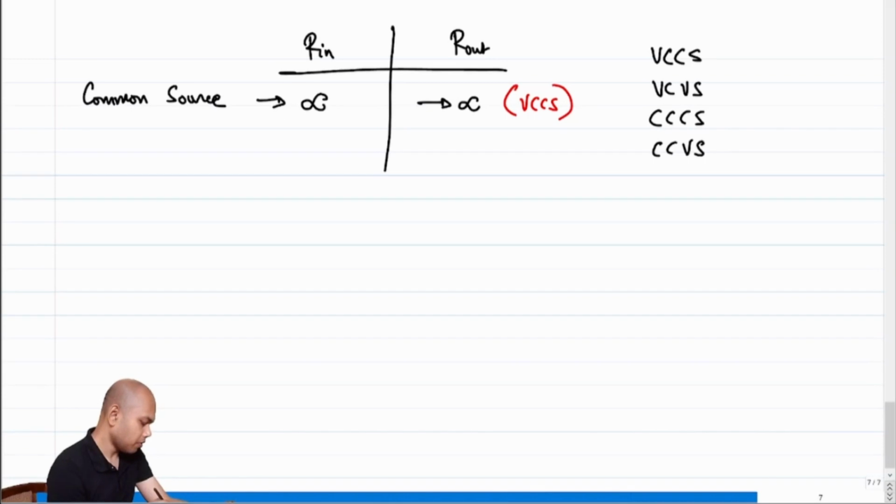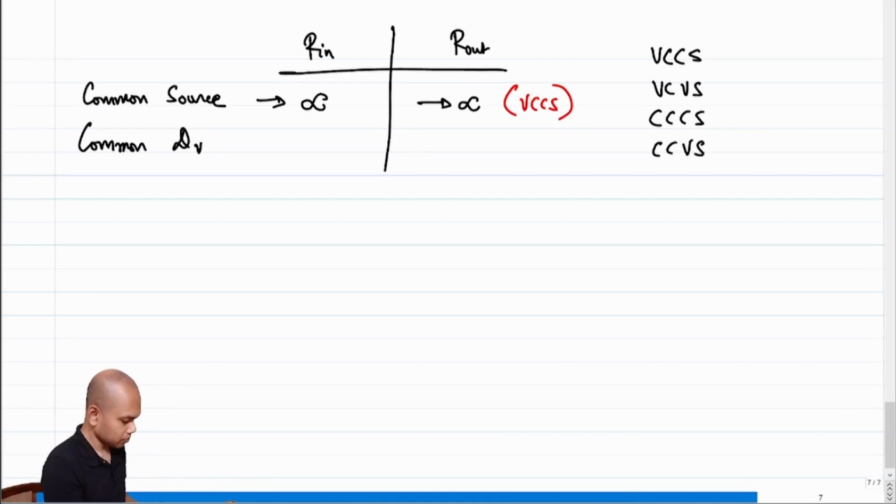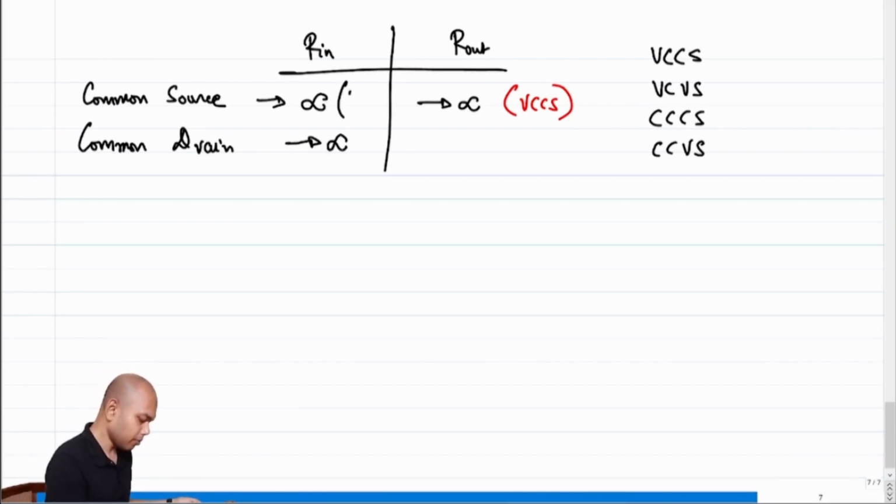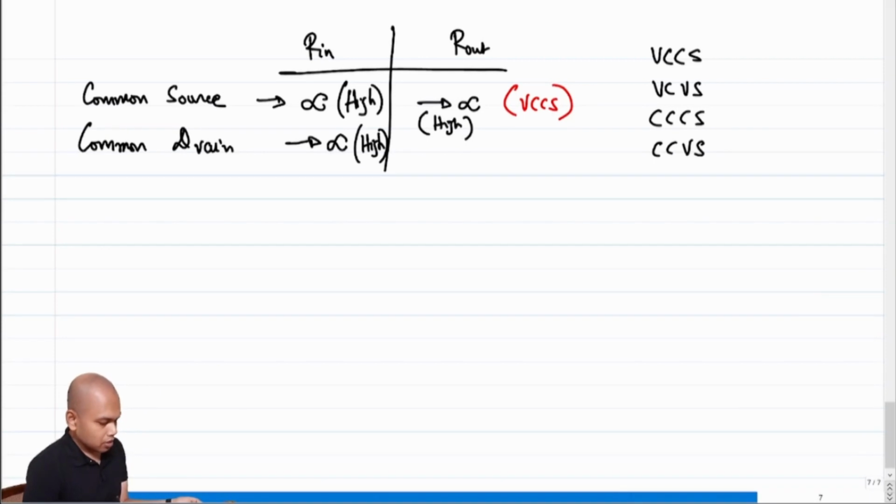What is our common drain amplifier? Which category does it fall into? What is Rin? Rin again tends to infinity, right? Because we are looking into the gate of the transistor. One might say it's R1 parallel R2, but that is also in our control. We can say Rin tends to infinity, or if you are not comfortable with infinity, we can say that Rin is high, right? In this case also Rout was high, okay, or large.